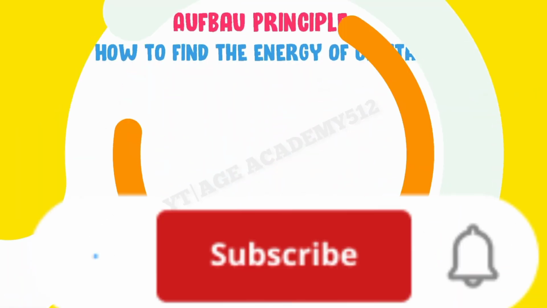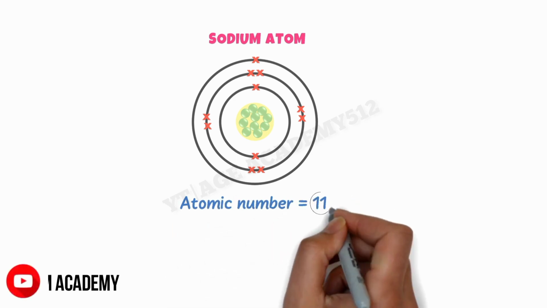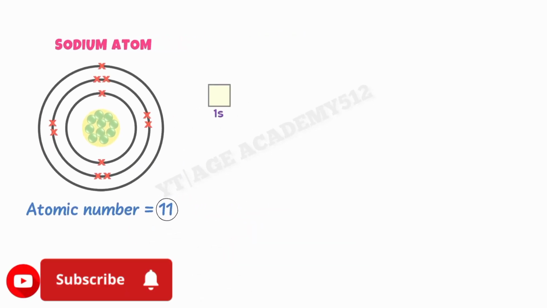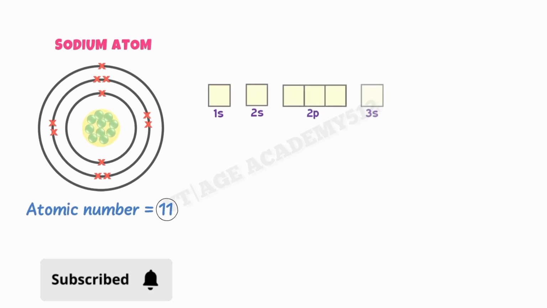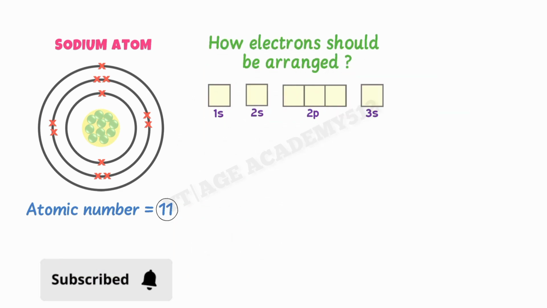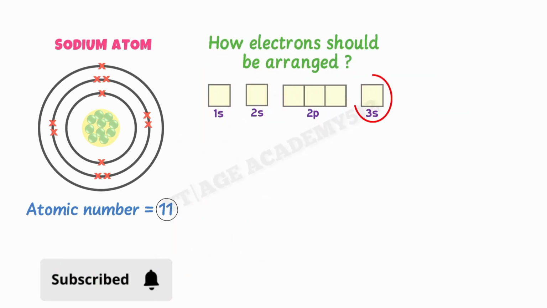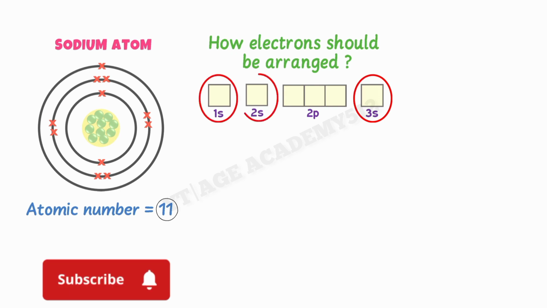Now consider sodium atom. We know that the atomic number of sodium is 11. I am interested to configure the 11 electrons of sodium in 1s, 2s, 2p and 3s. But here is the most important question. How should the electrons of sodium be arranged in these orbitals? I mean, firstly I should place electrons in either 3s or in 1s or in 2s.